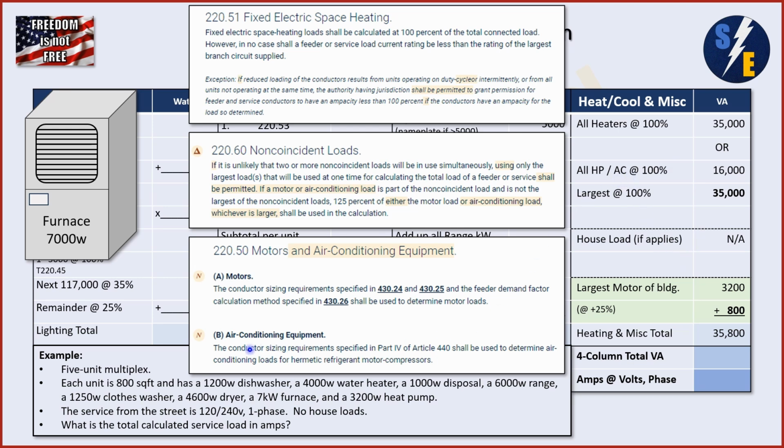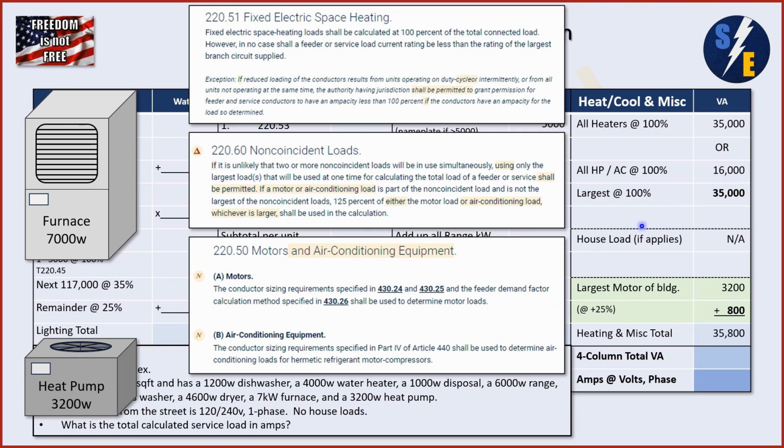We're going to go down here to air conditioning equipment. It says the conductor sizing requirements specified in Part 4 of Article 440 shall be used to determine air conditioning loads for hermetic refrigerant motor compressors. What that tells us is you take it at the nameplate rating, 100%. So that is our heat pump at 3,200 watts times 5 is 16,000 VA.